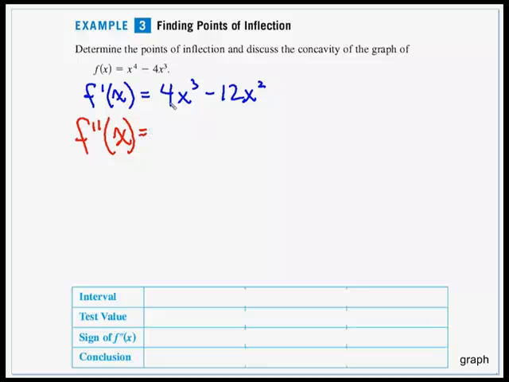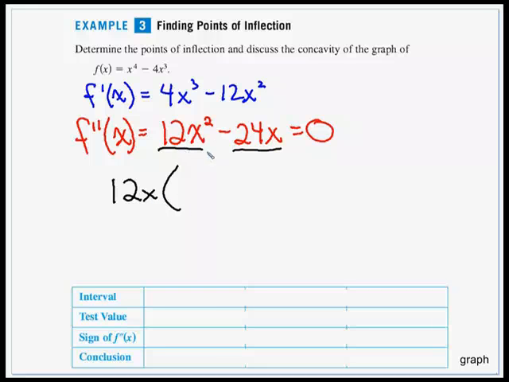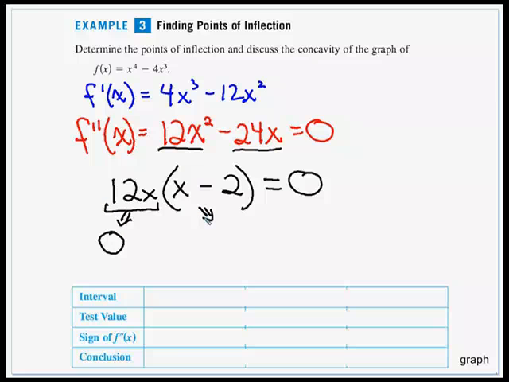And we'll just differentiate it again. 4 times 3 is 12, x to 1 power lower, squared. Minus 2 times 12 is 24, x to the first power. Now we have our second derivative that we set equal to 0. And here on the left we can see in each term we have some common factors. We can factor out a 12 and an x. So we factor 12x out of the first term, we're left with x minus 2, and that's equal to 0. And then, of course, we set each factor equal to 0. When 12x equals 0, we know that x is 0. When x minus 2 equals 0, we know that x is 2.